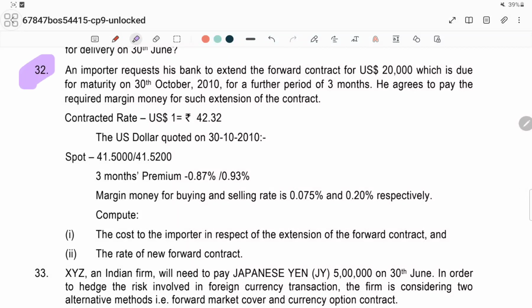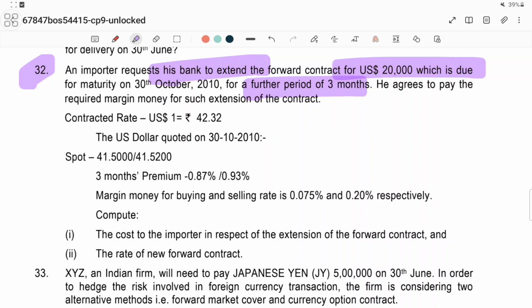Question number 32. An importer requests his bank to extend the forward contract of $20,000, which is due for maturity on 30th of October 2010. Okay, so there is a request to extend the contract. The contract value is $20,000, and the original maturity was on 30th of October, to be extended for a period of 3 months. He agrees to pay the required margin for such extension.